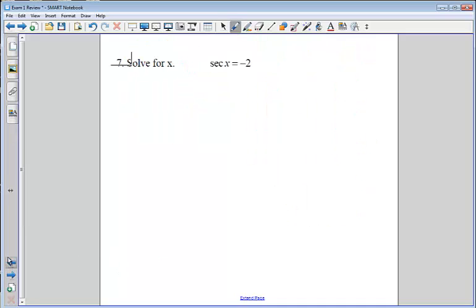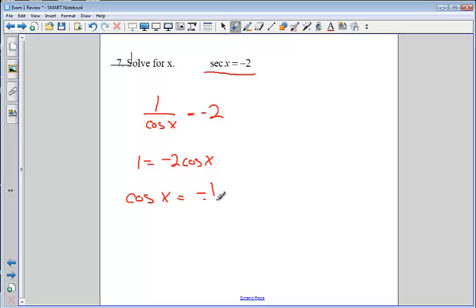Okay, number 7, I want to solve a trigonometric equation now. So this is secant of x equals -2. To solve this one, I don't like to work with secant, so I change it to cosine. So I have 1 over cosine of x is equal to -2. And then I can multiply both sides by cosine of x, get 1 equals -2 cosine of x. And then I can divide both sides by -2 to get cosine of x equals minus 1 over 2.